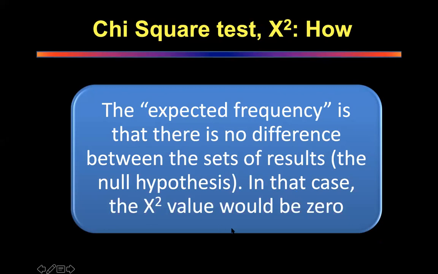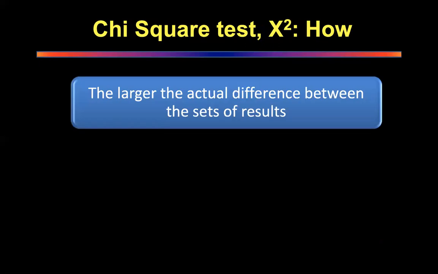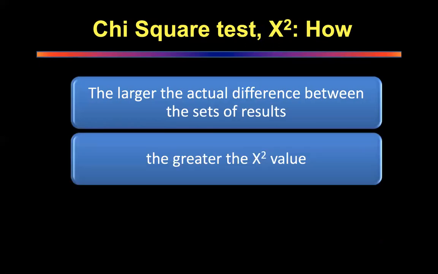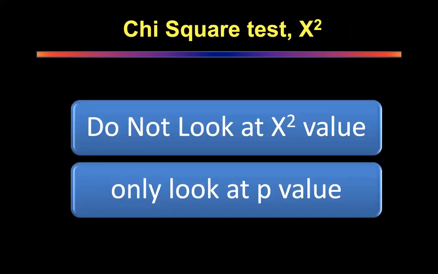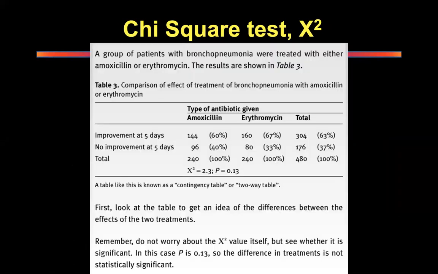In this case, the chi-square value will be 0. The larger the difference between the set of results, the greater the chi-square value. But it is very difficult to interpret chi-square. So again, I'm telling you, when you do a chi-square test, only look at the p-value. Full stop. Don't worry about it. Is that clear? Simple. I don't want to go into too much detail about each one. Just look at the p-value.